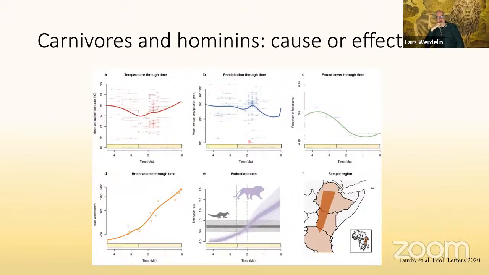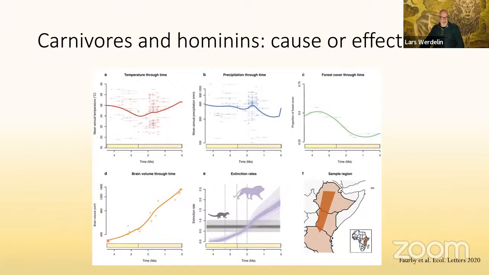Now we get to the controversial bit. So here we have a plot from a paper that I wrote with colleagues and published in Ecology Letters last year. First, we did some diagrams of temperature and precipitation and forest cover through time, mainly based on other people's work, the Helsinki group and others. And the lines here are lowest regressions. So this last one is based on Tura Serling's work on isotopes and forest cover.